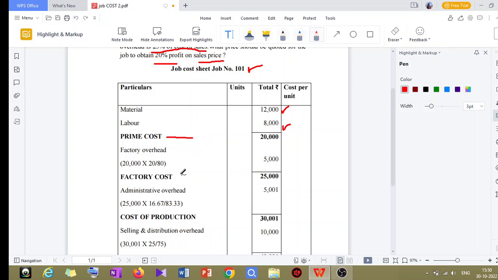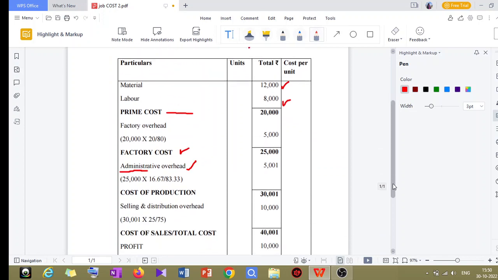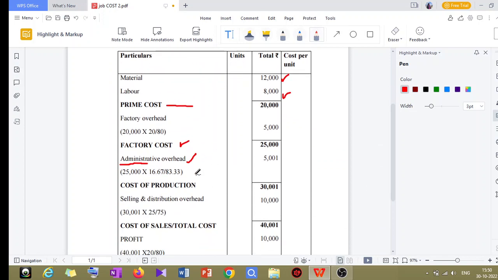Next, after factory cost, which one we have to add? We have to add the administrative overhead. Okay. Now information related to administrative overhead, what we have? Administrative overhead is 16.6% of cost of production. So when you add the administrative overhead to the factory cost, you will get the cost of production. But we don't have cost of production, right? Till here we have calculated till factory cost, correct?